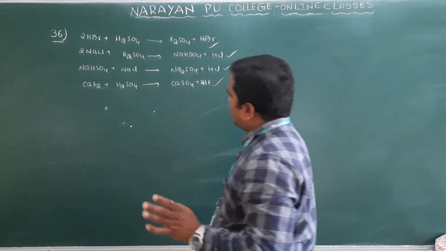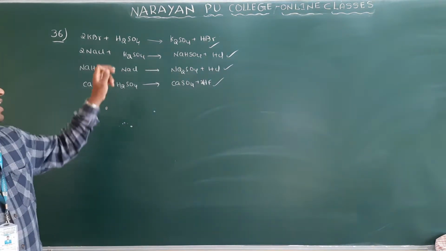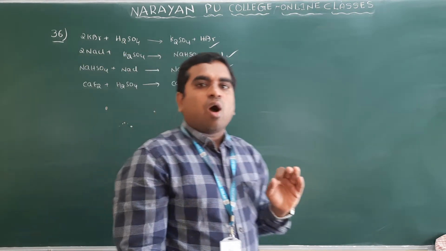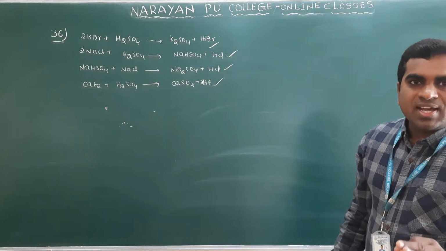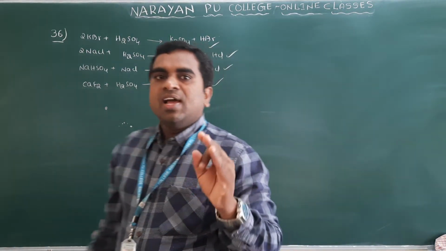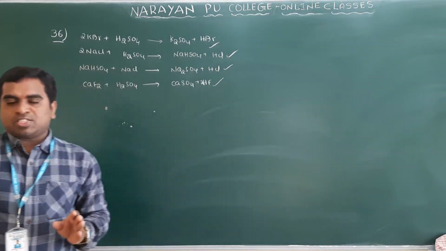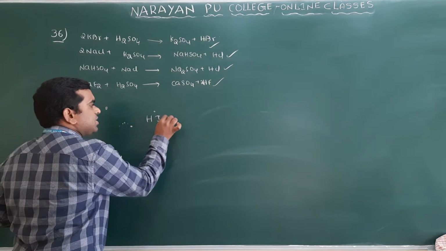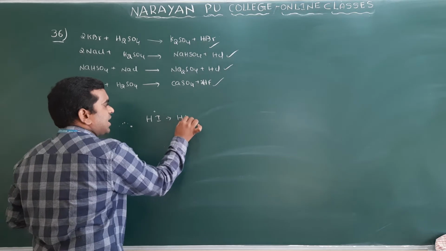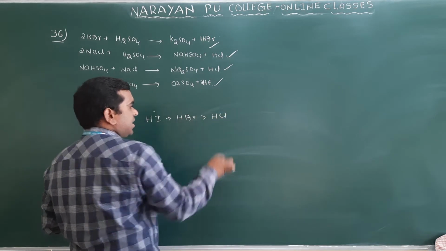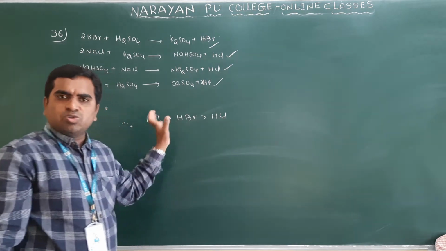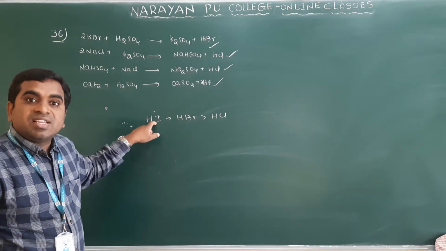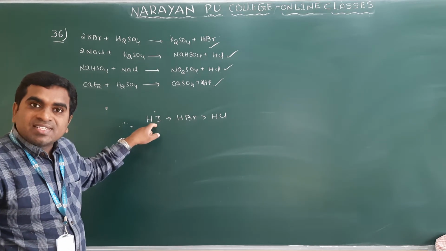Clear? So in this case, you already know that H2SO4 is an oxidizing agent. It oxidizes HI and HBr easily. Why? Because HI, HBr and HCl have reducing power, meaning they are powerful reducing agents. A powerful reducing agent means it easily undergoes oxidation.